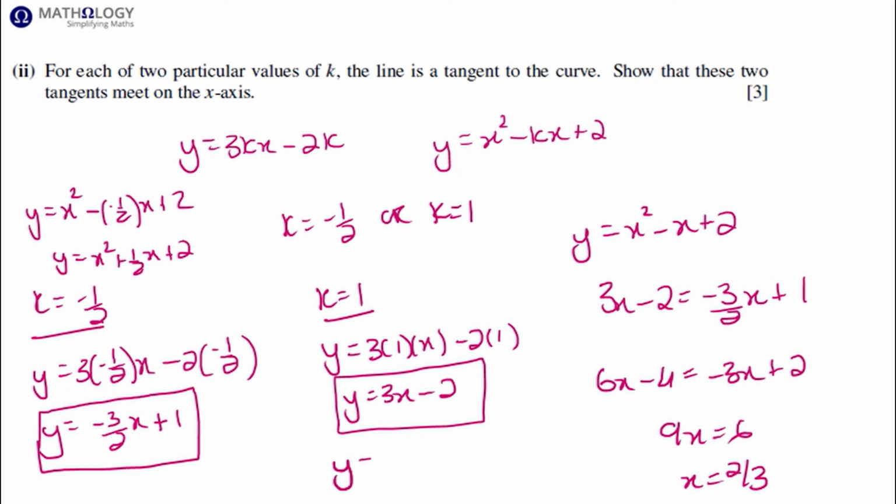So y equals 3 times 2/3 minus 2. 6 over 3 is 2. 2 minus 2 equals 0. So that checks out. We can test it with the other line as well, just to be sure. Minus 3 over 2 times 2/3 plus 1. That'll give us minus 1 plus 1, which is 0 again. So the two tangents meet on the x-axis.